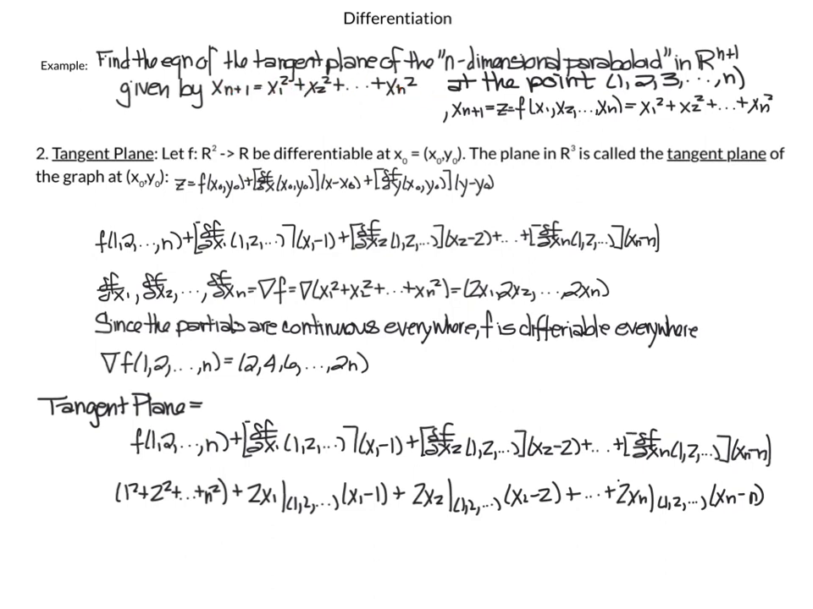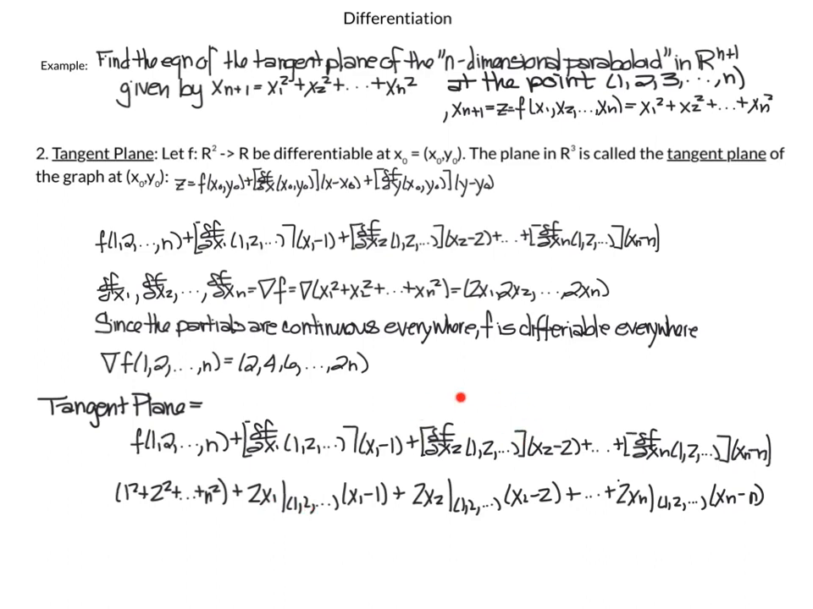So my next line, my f of 1 through n, if I plug this in, that's going to be my 1 squared, my 2 squared, up to n squared. So this is my f of 1 through n. My df dx1 I have here. It's the first part of my gradient, 2x1, and I need to evaluate it at the point 1, 2 up to n, and then multiply times x1 minus 1. So again, this part of the gradient is the derivative of f with respect to x1. Again, all of this is constant, so it goes away, and you're just left with 2x1.